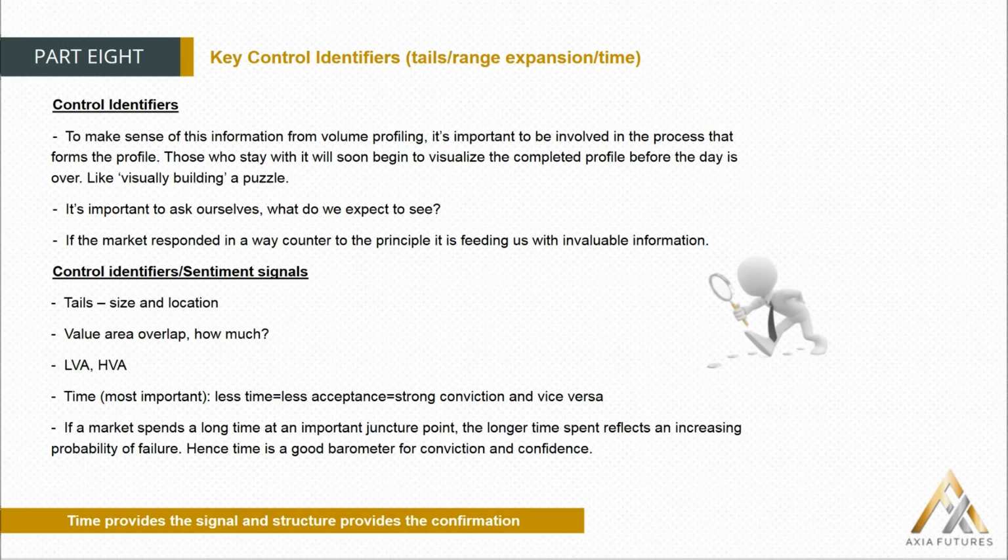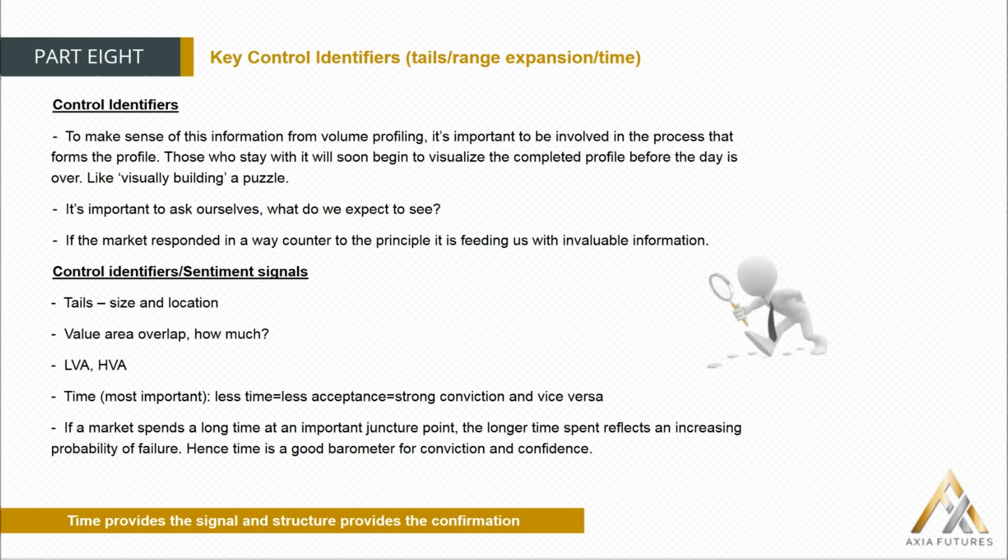So, again, those control identifiers. Remember, we had strong ones and we had weak ones that we spoke about in part 7. They are nothing more than sentiment signals or confidence signals. They show us the level of confidence in how the market is actually facilitating trade.